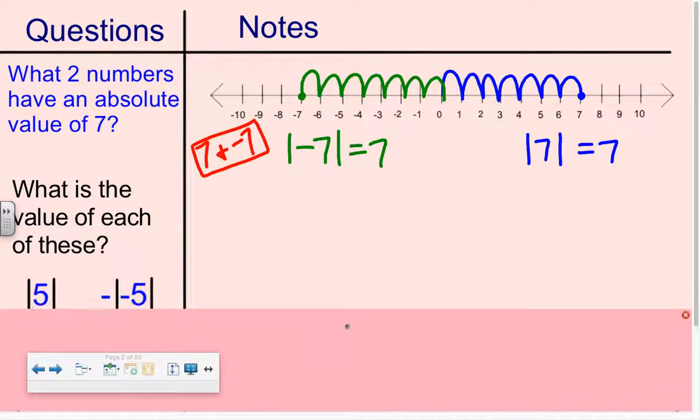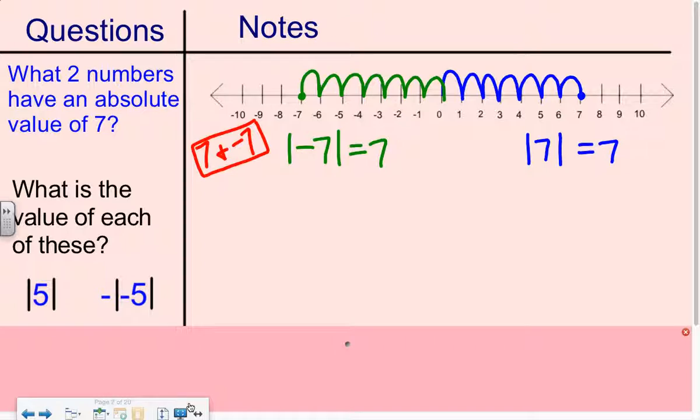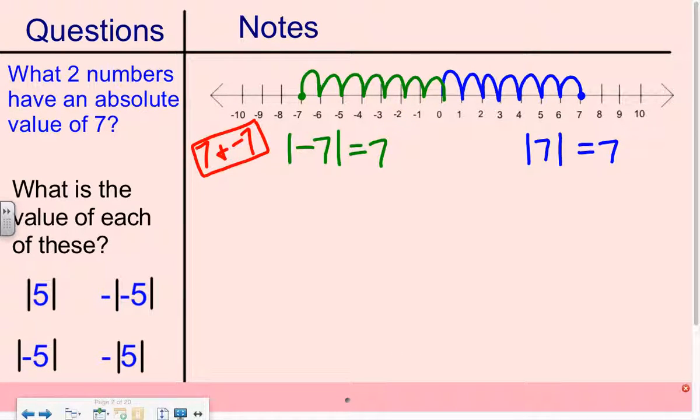What is the value of each of these? So we've got 4 absolute values on the left-hand side, and I need to write what all 4 of them are. We'll start out with just the absolute value of 5. Well, how far away is 5 from 0 on a number line? 5 spots. Okay, so we finished that one.